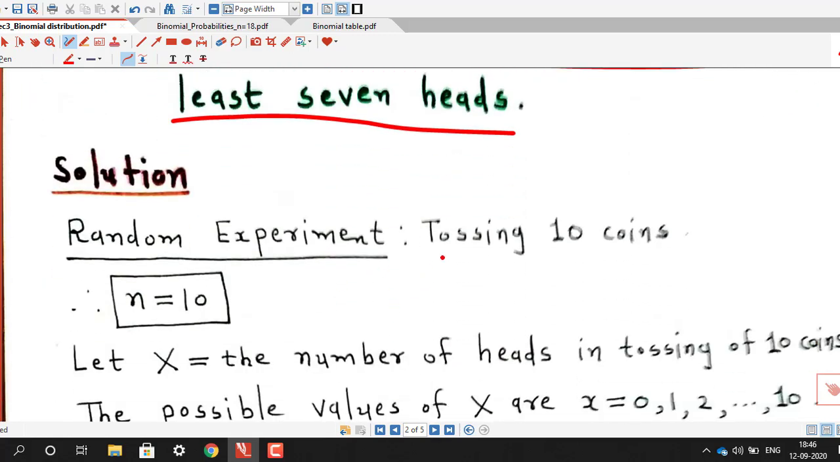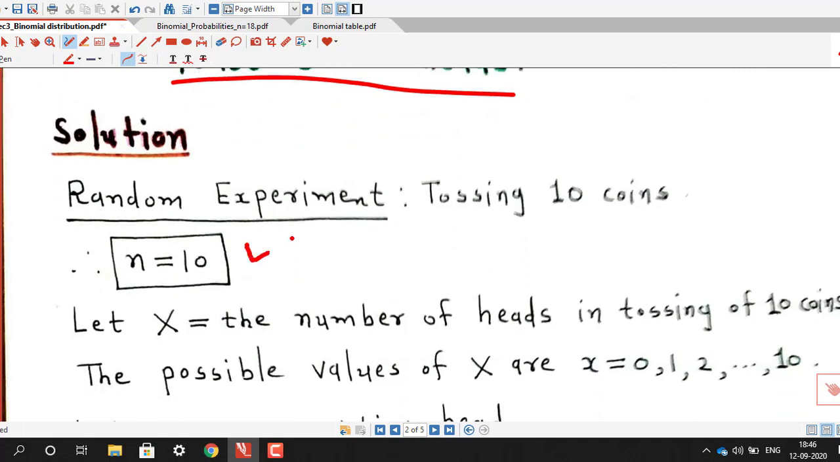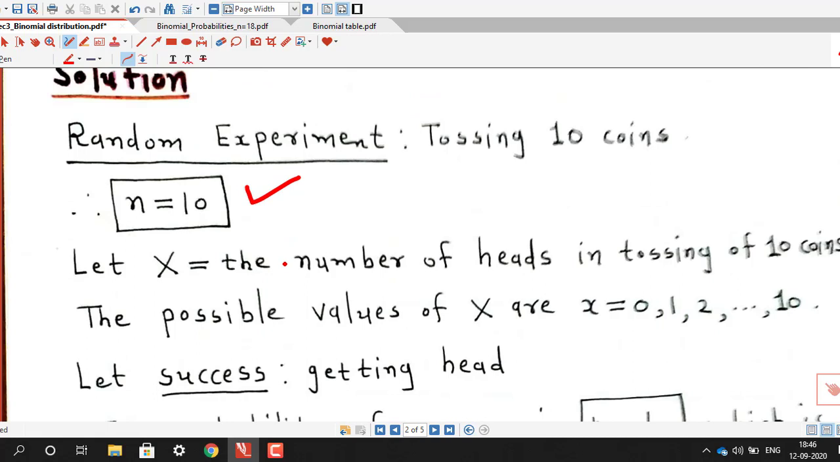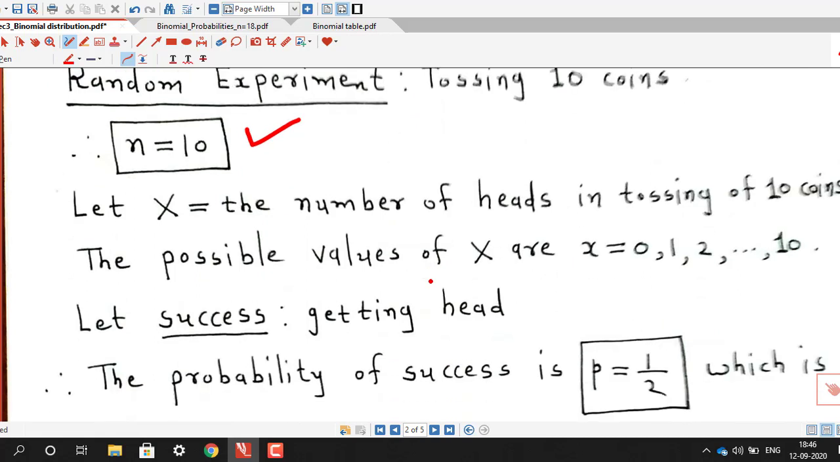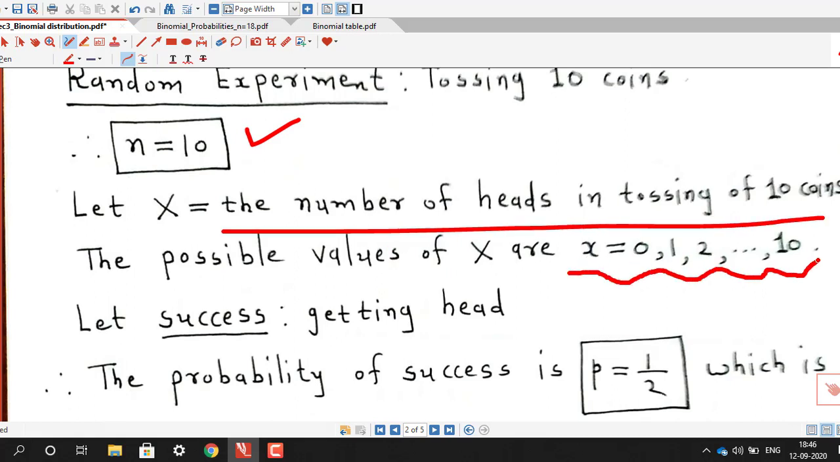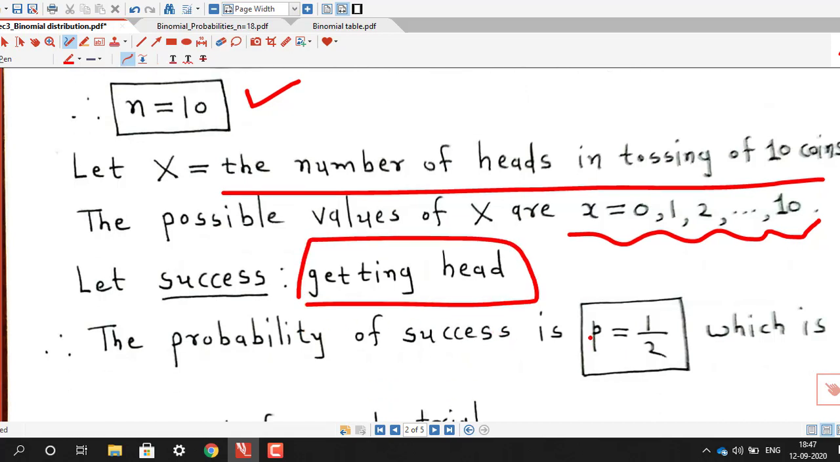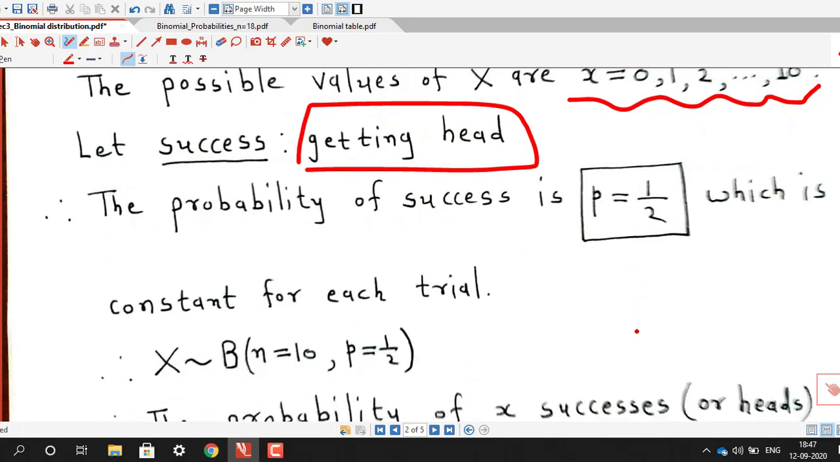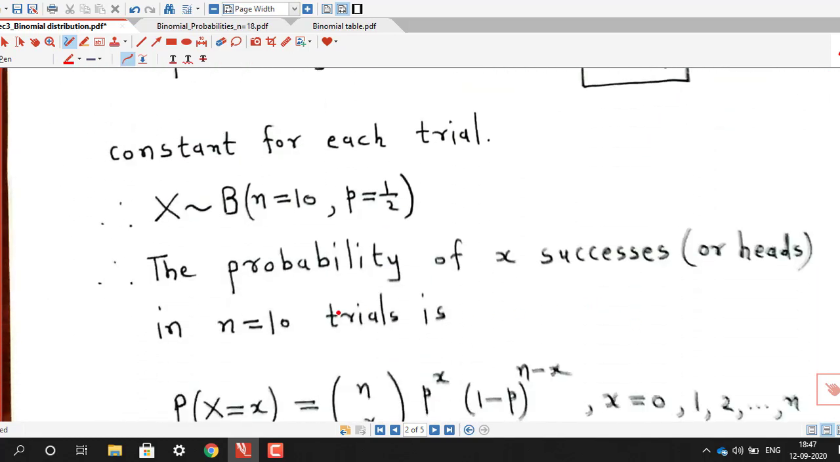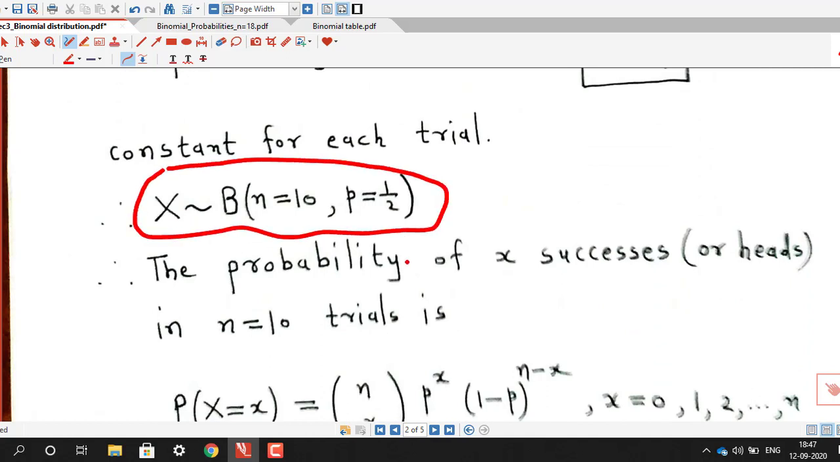So here I have written: the random experiment is tossing of 10 coins, so n equal to 10. Capital X is the number of heads in tossing 10 coins. So the possible values of random variable X are 0, 1, 2 up to 10. Success is getting a head. We know that the probability of head is 1 by 2, which is constant for each trial. So X is a binomial random variable with n equal to 10 and p equal to 1 by 2.